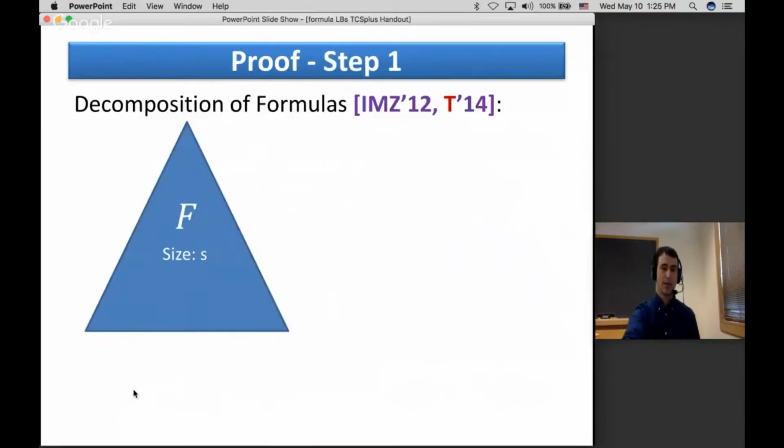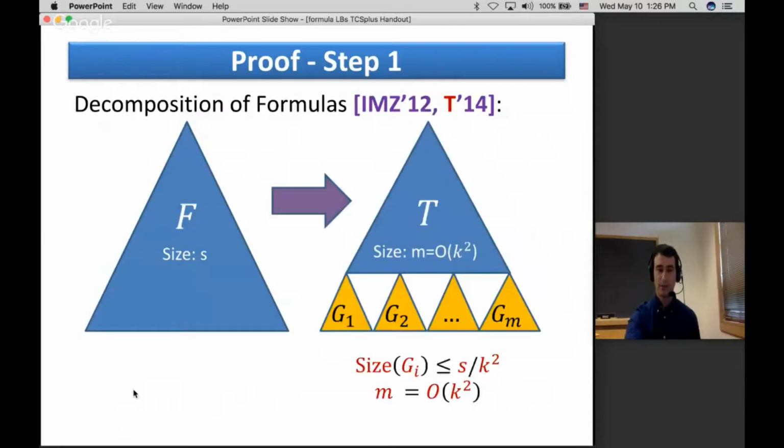So I start with this decomposition. This is an idea that was brought up in the work of Impagliazzo, Meka, and Zuckerman, and the exact lemma that I'm using was presented in my work from 2014. So we have a big formula, and we want to break it down into smaller formulas. More precisely, we want to break it into a top formula with k squared nodes, and bottom formulas, each with at most s over k squared leaves.